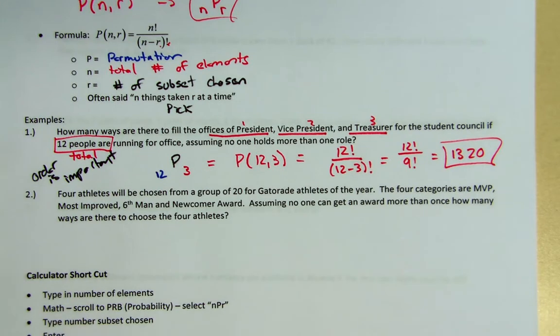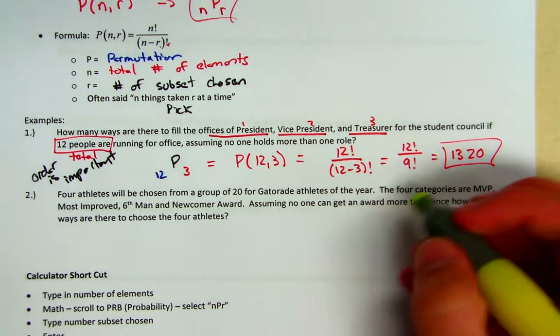4 athletes will be chosen from a group of 20 for a Gatorade Athletes of the Year. The 4 categories are MVP, Most Improved, Sixth Man and Newcomer Award. No one can get an award more than once. How many different ways can they choose?